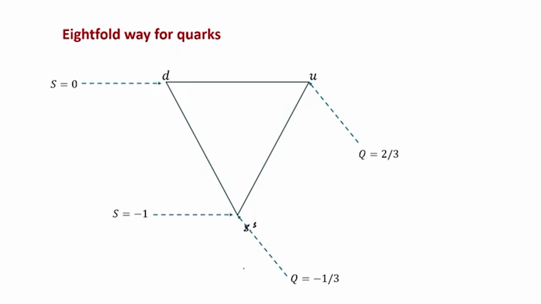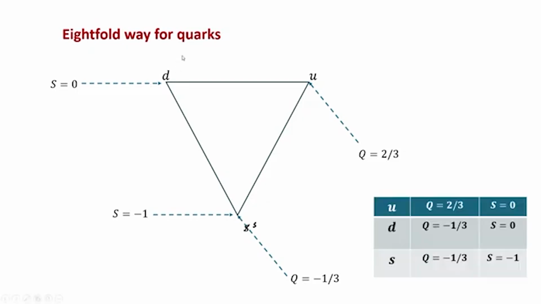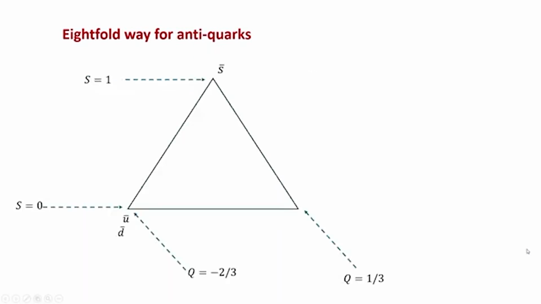So, u, d, s: if you put them at the vertices of an inverted triangle, then the u quark has a charge of 2/3, the s quark has a charge of -1/3, and the d quark also has a charge of -1/3. The strangeness number for the s quark is -1, and for the d and u quarks it is S equal to 0. So, this is what you get for the u, d, s: Q equal to 2/3, -1/3, and -1/3, with S equal to 0, 0, and -1. That is the characteristic of these quarks.